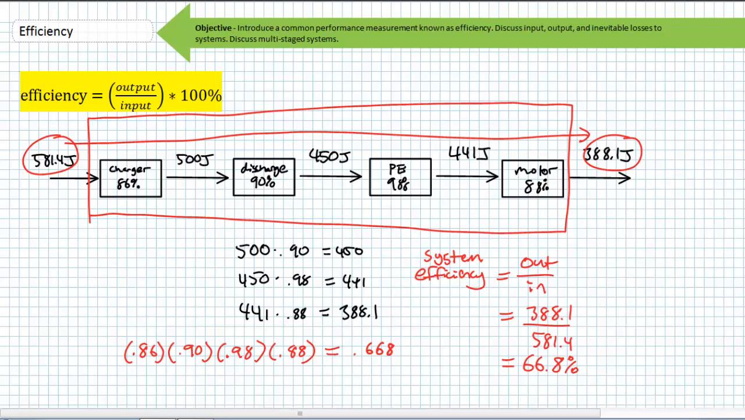Notice, despite no individual system having an efficiency rating of less than, in this case, our charging stage at 86%, the entire system's efficiency rating is still much less than this lowest efficiency rating. This is always true. If you find a whole system efficiency rating larger than any individual stage, you're doing it wrong. Again, no chain is stronger than its weakest link.